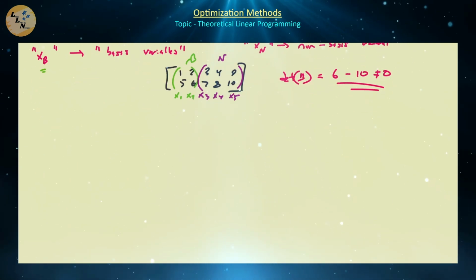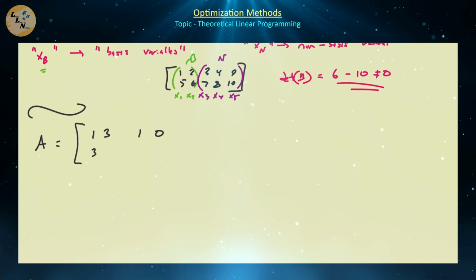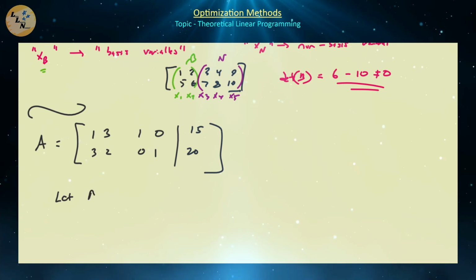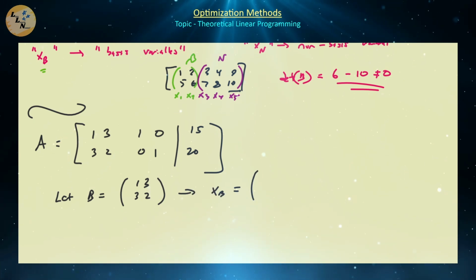Let's actually use the same exact example that we had before, because we already know where the extreme points are. So remember that the matrix that we had before was [1, 3, 1, 0; 3, 2, 0, 1] augmented with [15, 20]. We're going to let B, our basis matrix, be columns 1 and 2. So [1, 3; 3, 2], which is non-zero. That means xB is going to be the vector containing x1 and x2.